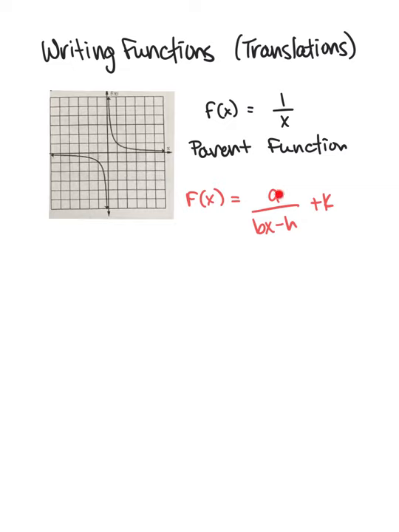A is going to take care of my vertical stretch or compression and reflection over the x-axis. B is taking care of my horizontal stretch and compression and reflection over the y-axis. H is my horizontal change, and K is my vertical change. So what I'm being asked to write for this one is a function that translates down 7 units and 3 units to the left.